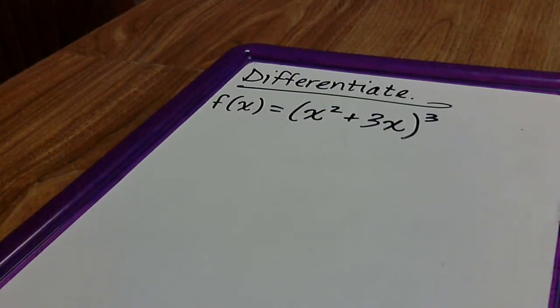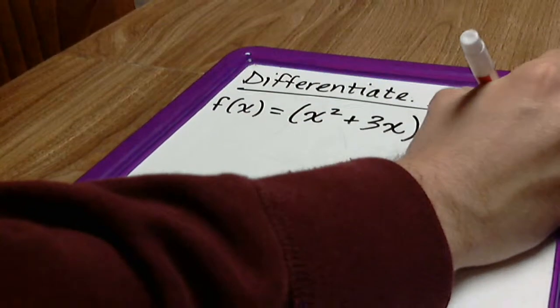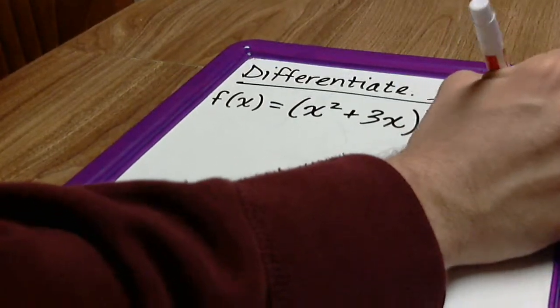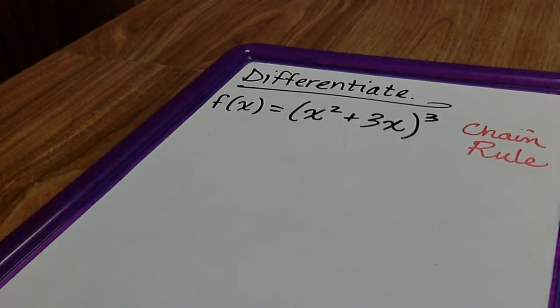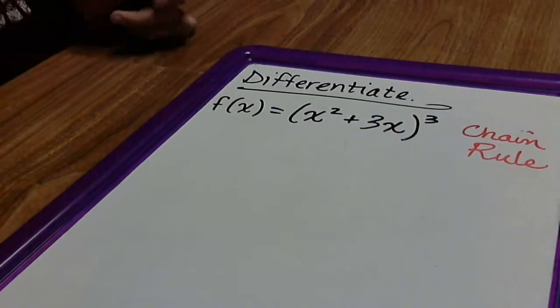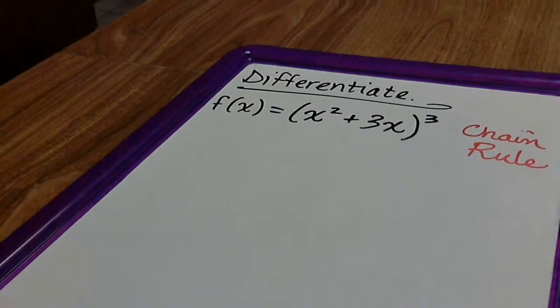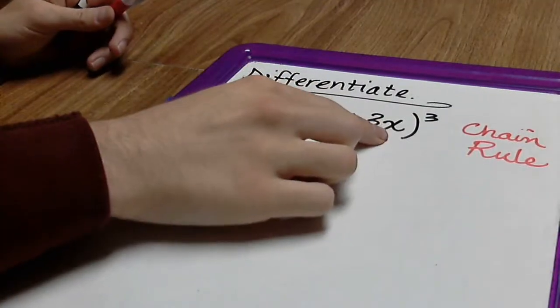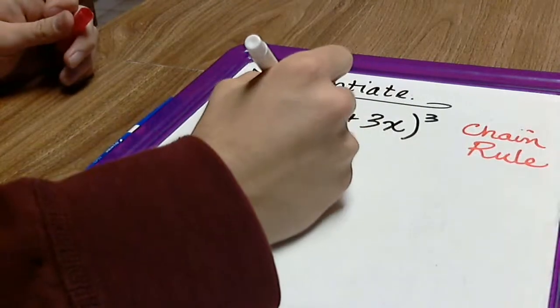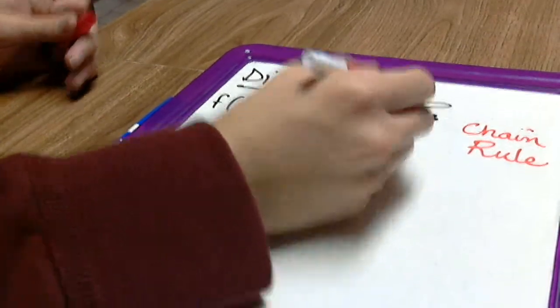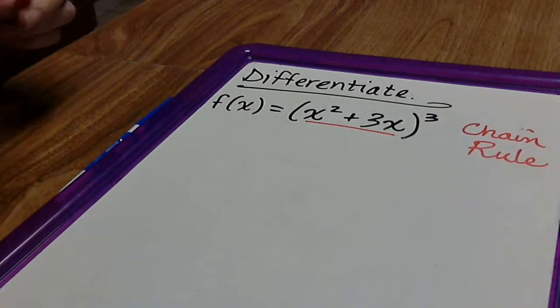And what is that rule called, you ask? Well, it is called the chain rule. We have the chain rule. So, why do we call it the chain rule? Well, what it says is that if you have a function within a function, this is called the composition of functions. You have a function, this x squared plus 3x, that's all being taken to the third power.